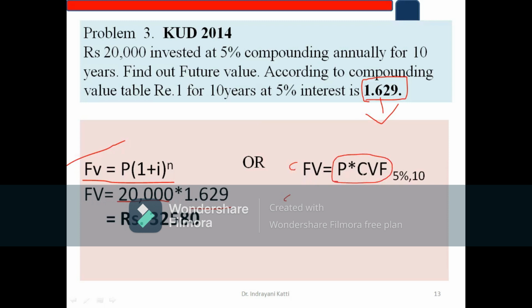P multiplied by CVF: present value or principal amount is multiplied by compound value factor. Okay, so it is also called CF.